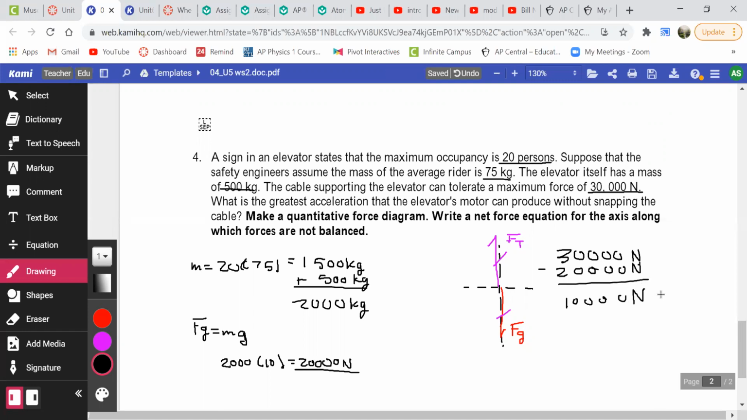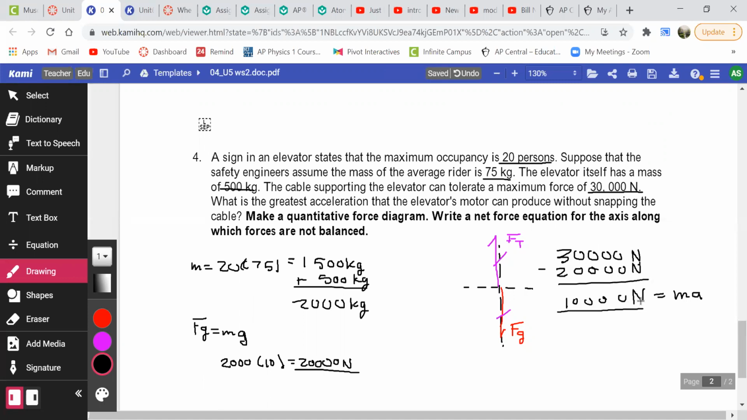So if this is the net applied force, how do I solve for acceleration? Set this equal to mass times acceleration. So in this case, it is the total amount of force that it can withstand minus that force of gravity. That gives me how much wiggle room I have here. It can withstand up to an additional 10,000 newtons.